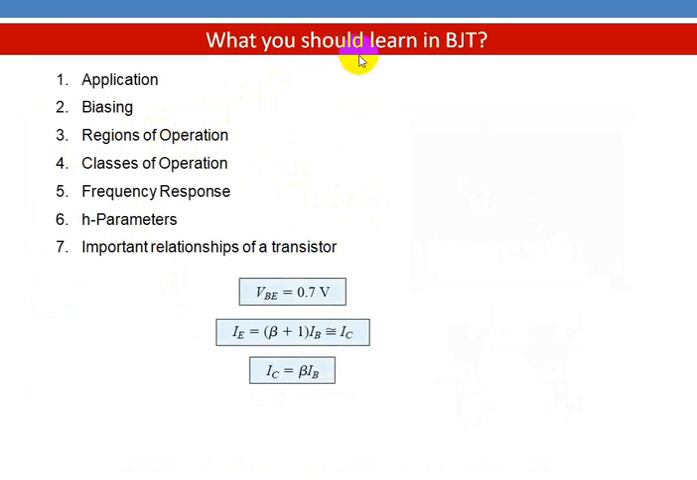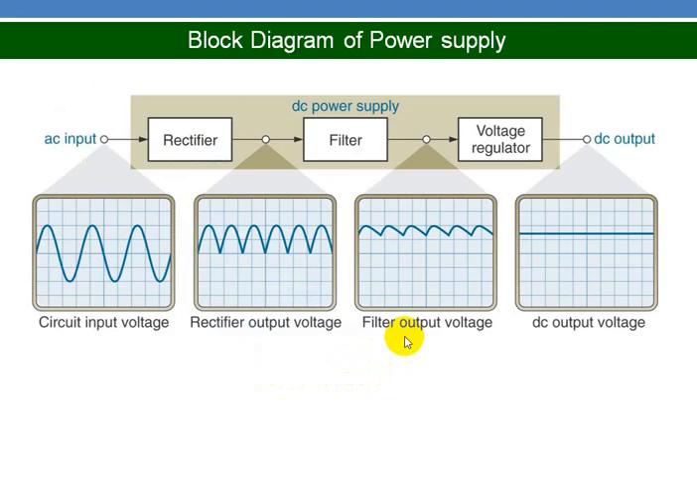So what should you learn in BJT? You have to know about the applications. It is used as a switch and as an amplifier, and almost all electronic circuits use it. You have to know about the biasing circuits, different regions of operation, classes of operation, frequency response, such parameters, and the important relationships of a transistor. VBE is 0.7 V for silicon. The emitter current is usually given by the expression beta plus 1 into IB, which is nearly equal to IC. Since beta is very much greater than 1, this can be written as IC equal to beta times IB.